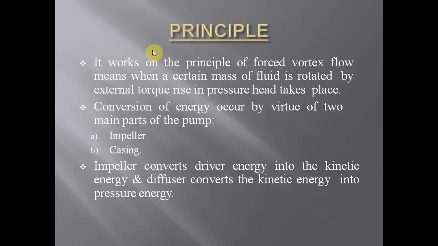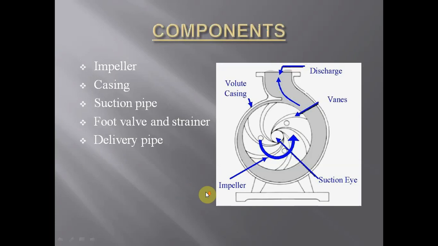Next, the principle. It works on the principle of forced vortex flow, which means that when a certain mass of fluid is rotated by an external torque, a rise in the pressure head takes place. Conversion of energy occurs by virtue of two main parts of the pump, that is the impeller and the casing. So what is meant by impeller? The impeller converts the driver energy into kinetic energy and the diffuser converts the kinetic energy into pressure energy.